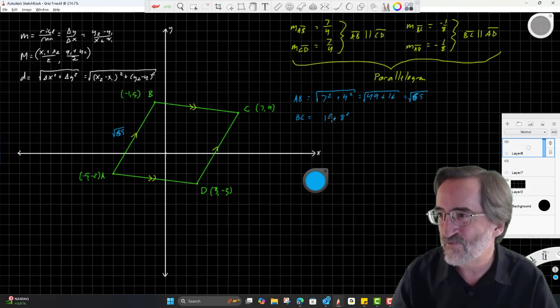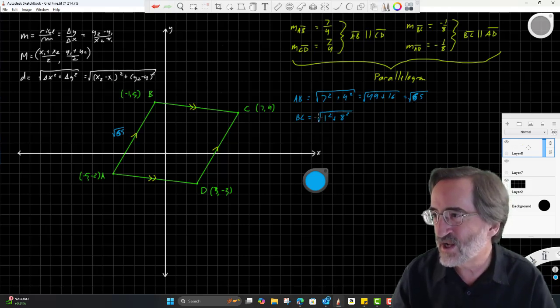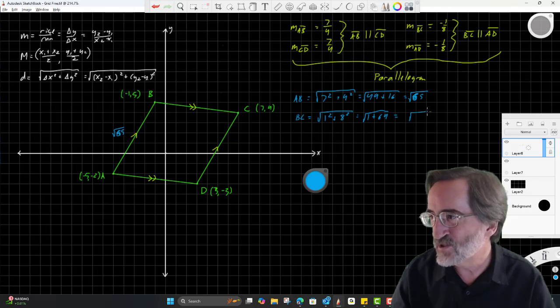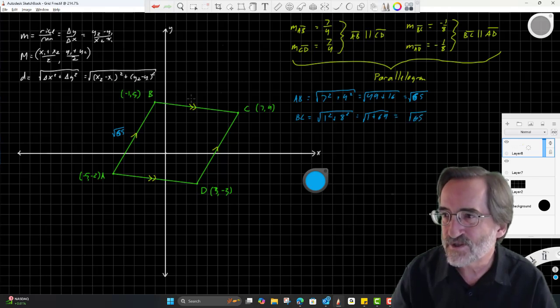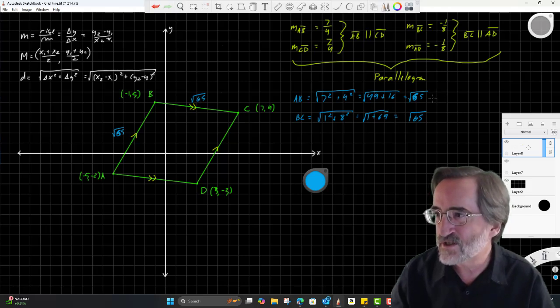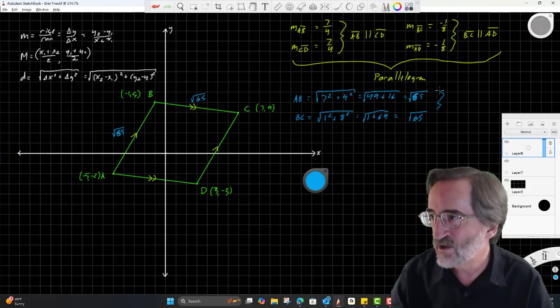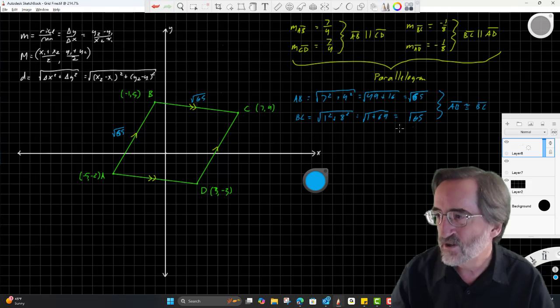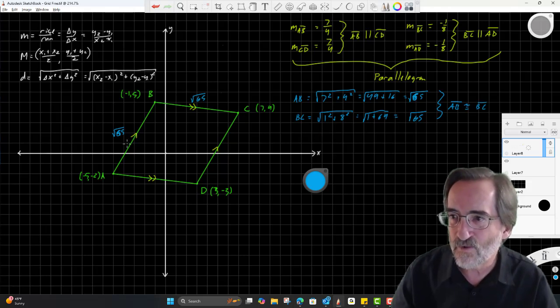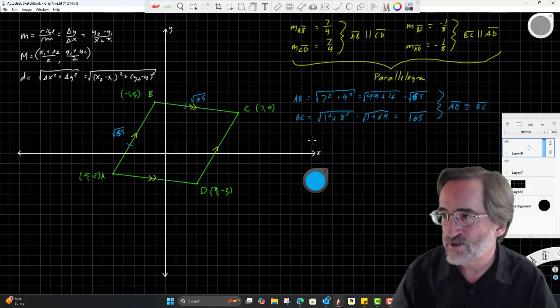65, root 65. 1 squared plus 8 squared is 1 plus 64, which equals root 65. So this is root 65. So I can conclude that segment AB is congruent to segment BC. Right? So these segments are congruent.